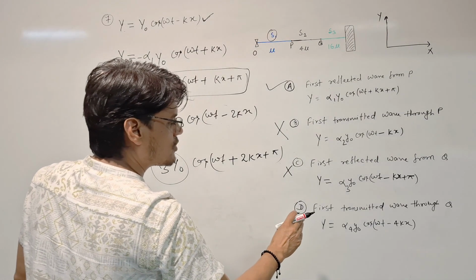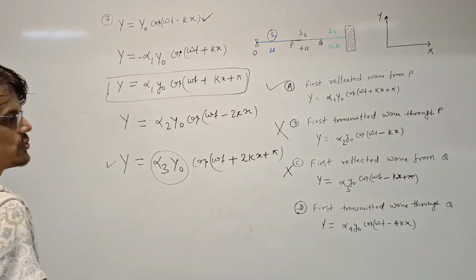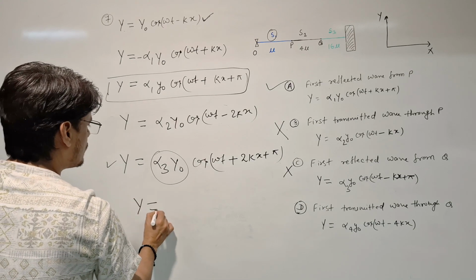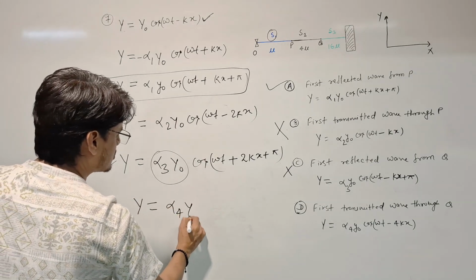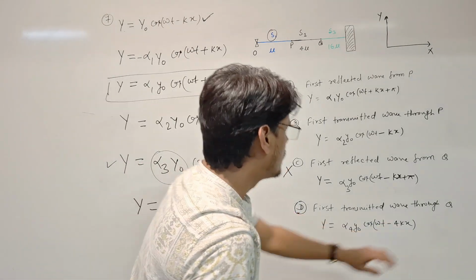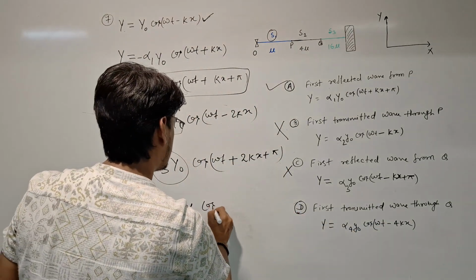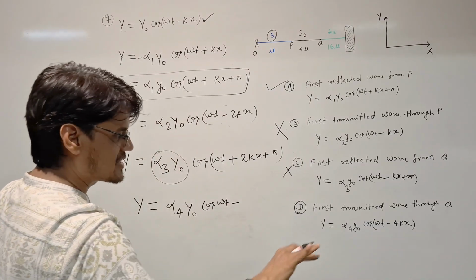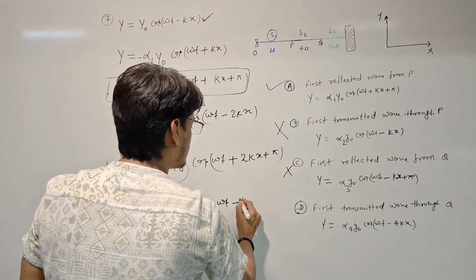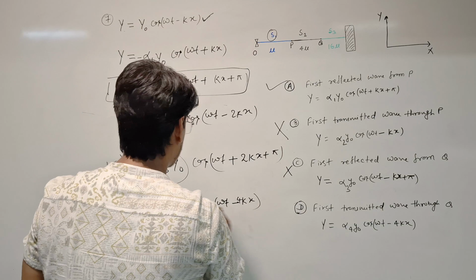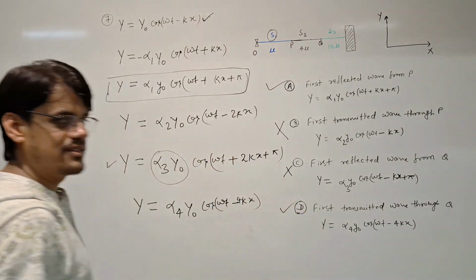And now I am going to find the transmitted wave through Q. So alpha 4 y0, with wave number 4k. This is traveling in the positive x-axis, so omega t minus 4kx. This is the right option. Clear? Okay.